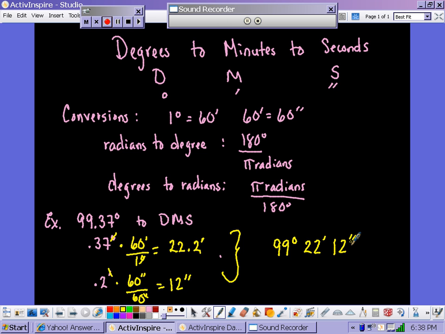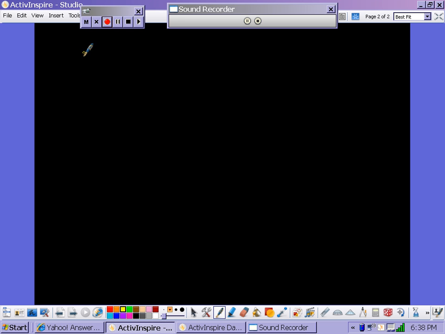I do expect you to be able to do this by hand. So make sure that tonight when you're doing your homework that you practice doing this by hand. Now let's go from DMS form to decimal. Here's your example. 48 degrees, 30 minutes, and 36 seconds.